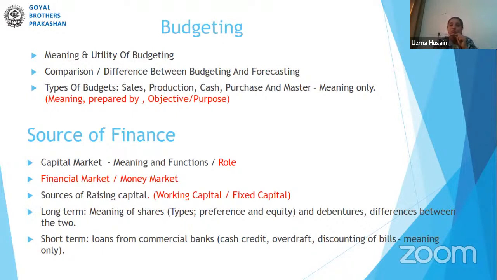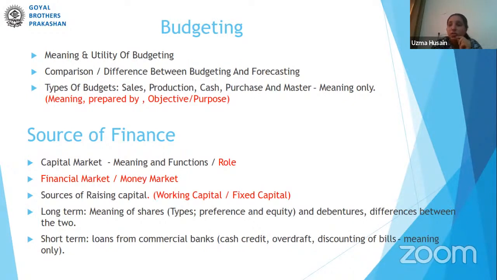Further on, when we talk about sources of raising capital, there's a paragraph given. Below that, we have the long term and short term funds given. Now, in the sources of raising capital, it is talking about working capital. Why working capital? What is working capital? And what is fixed capital? We need to make them understand how these sources are a part of working capital and fixed capital. It's again very clearly mentioned in the textbook.